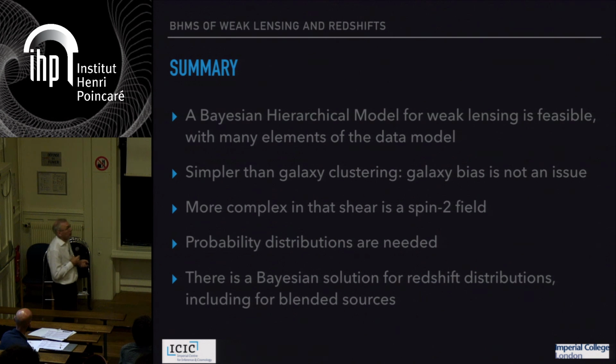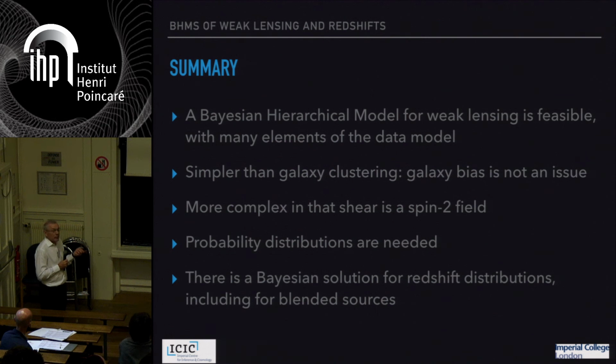So let me just summarize by saying that these Bayesian hierarchical models are a very powerful methodology for doing the scientific inference in a number of areas, and if you can do it, I think it is the thing to do. The weak lensing example is much easier than galaxy clustering because of the absence of having to deal with galaxy bias. It's more complex in that it's a spin 2 field, so one has to deal with more power spectra, E mode and B mode, and the cross terms.